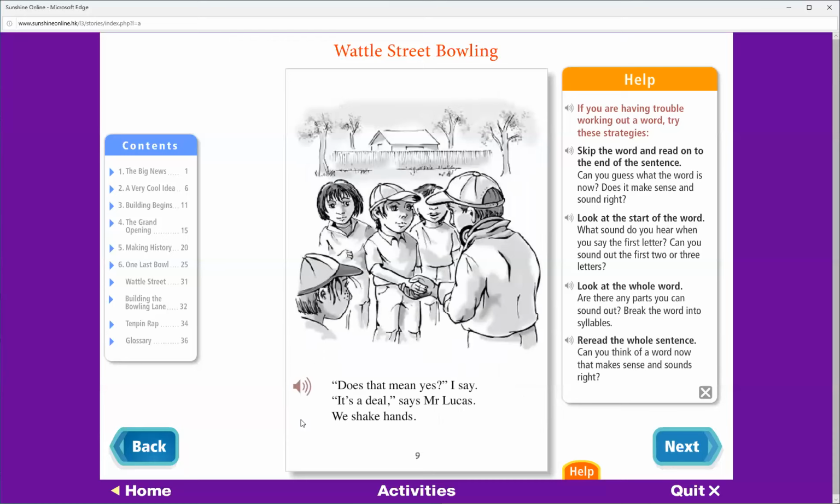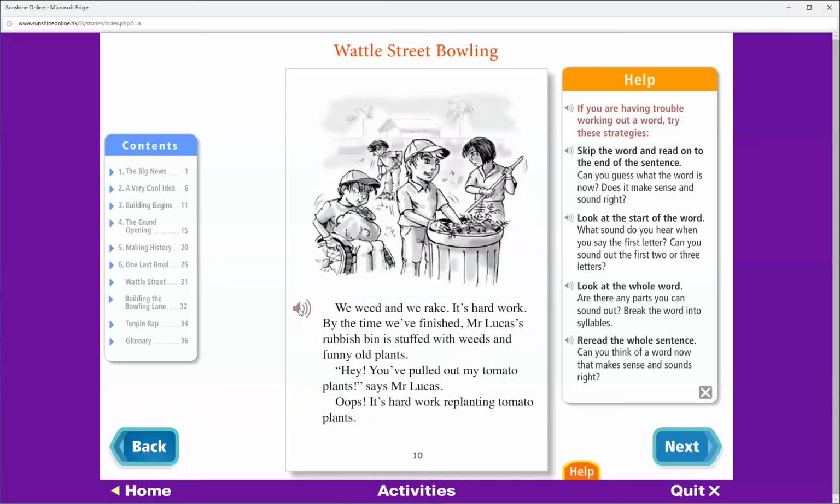Does that mean yes? I say. It's a deal, says Mr. Lucas. We shake hands. We weed and we rake. It's hard work. By the time we've finished, Mr. Lucas's rubbish bin is stuffed with weeds and funny old plants. Hey, you've pulled out my tomato plants, says Mr. Lucas. Oops. It's hard work replanting tomato plants.